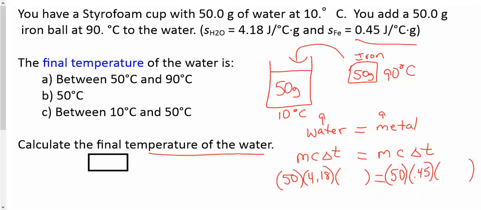Now, we need to write an expression for the change in temperature for both the water and the iron. We know that the iron was originally at 90 degrees and the water was at 10 degrees. The final temperature is somewhere between, we'll call X. So the expression for the metal, the delta T is 90 minus X. That'll give us the delta T for this. So 90 minus X. And for the water, X minus 10 will give us the delta T.